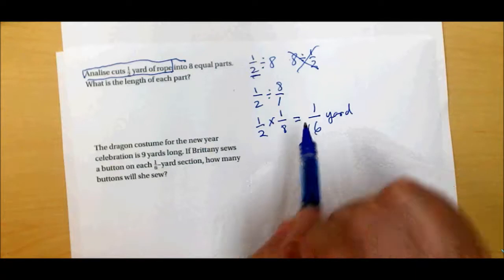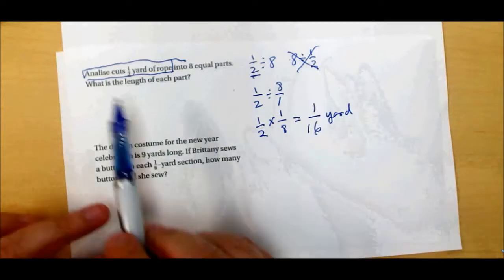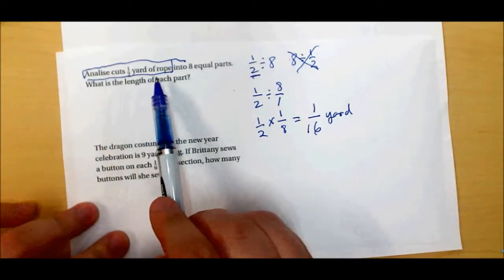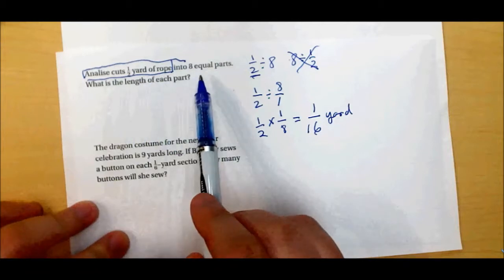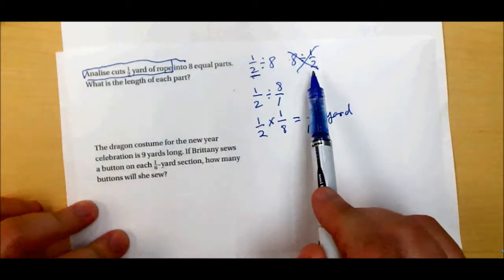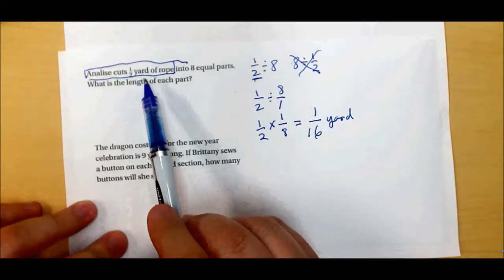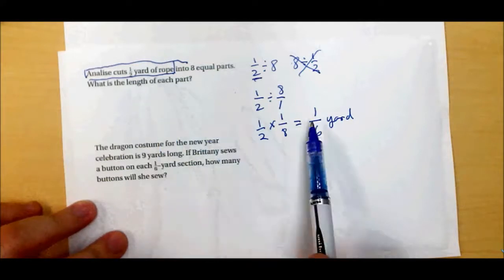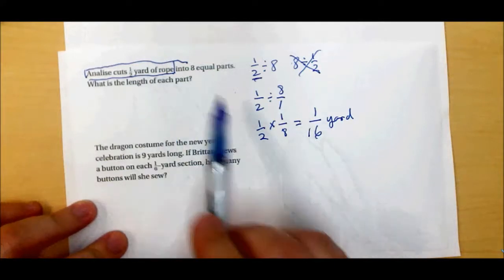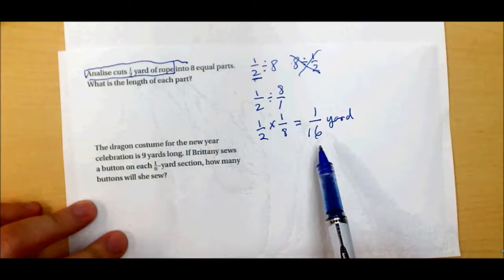Okay? Now let's think about whether that would make sense. If I started out with 1/2 of a yard of rope and I cut it into smaller pieces, could I possibly end up with 16 yards when I only had half a yard to begin with? No, I couldn't. That's how you check to see if your answer makes sense. Okay? This makes sense. This is less than half of a yard. I cut this into a bunch of pieces, and each piece is 1/16 of a yard.